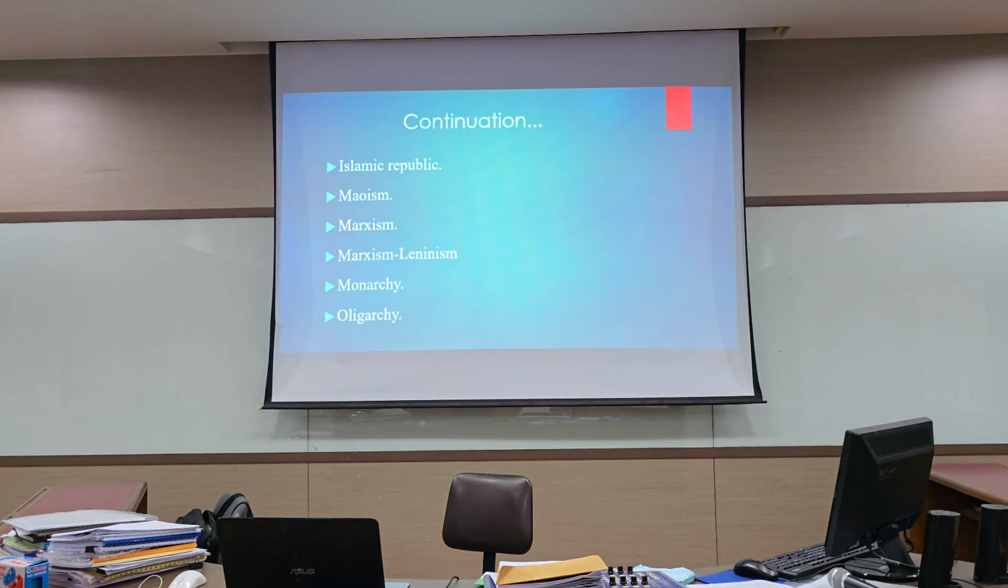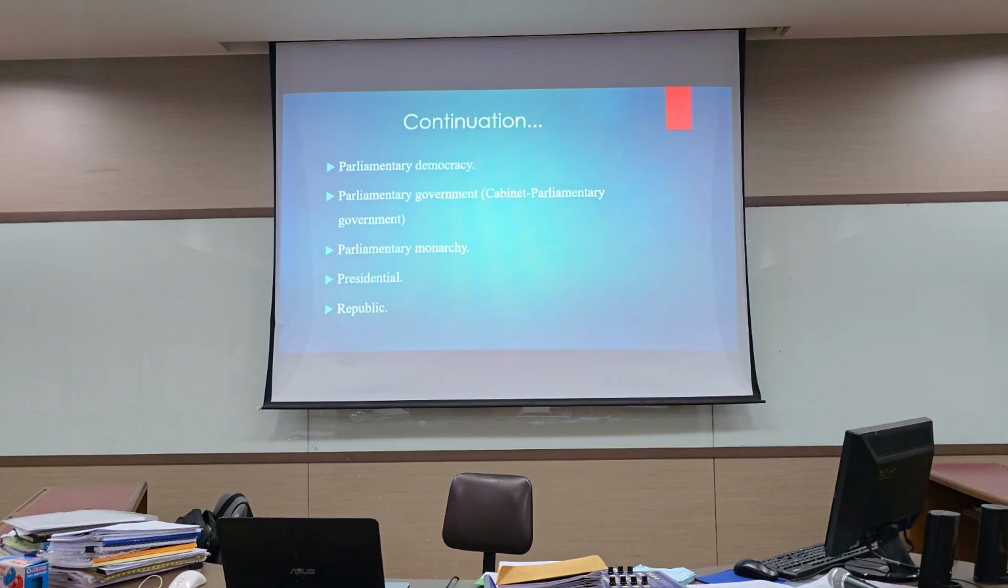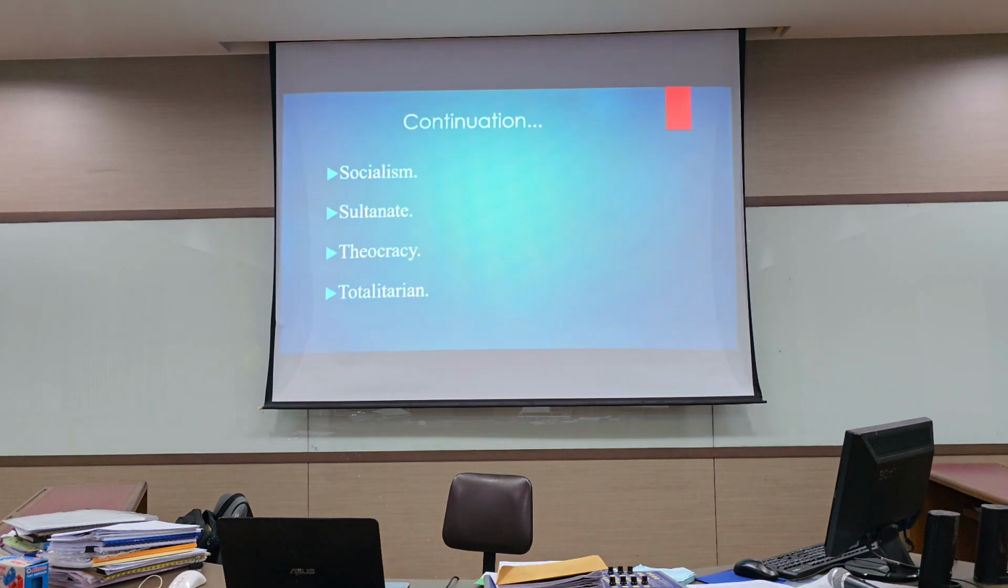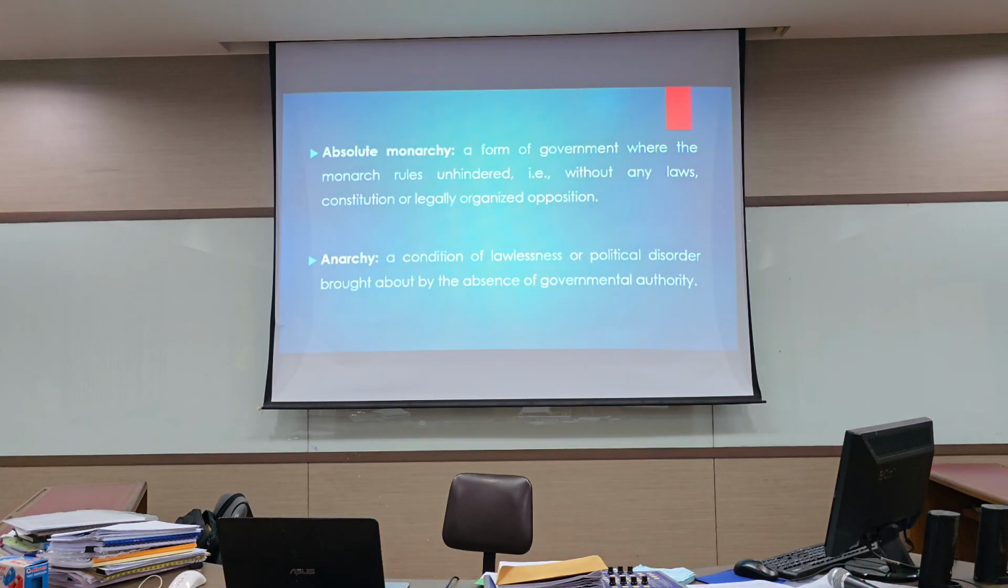Okay, Islamic Republic, yes. Maoism, Marxism, Leninism, monarchy, oligarchy. There are all types of government: parliamentary democracy, parliamentary government, parliamentary monarchy, presidential, republic, and then socialism, sultanate, theocracy, totalitarian.